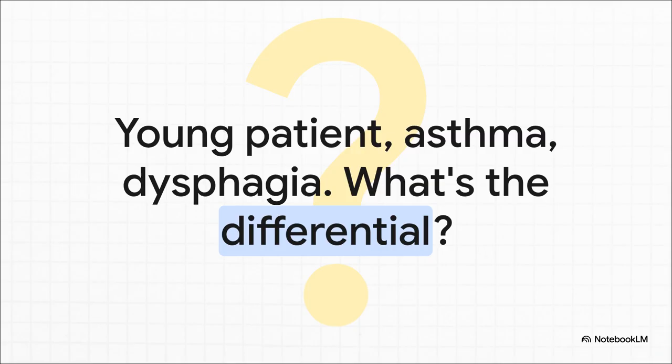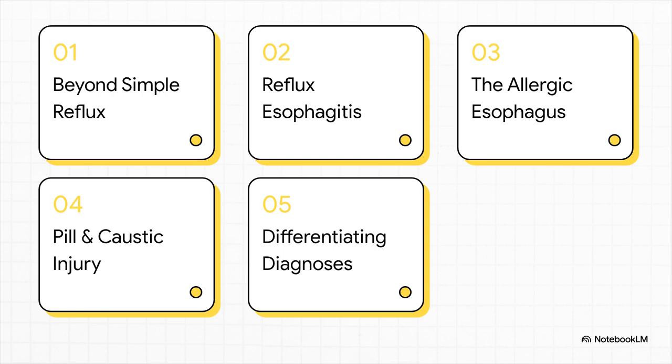A young person, difficulty swallowing, but the real kicker here, the big clue we're going to circle back to, is that history of atopy, in this case asthma. Okay, here's our game plan. We'll kick things off with the most common player, reflux esophagitis. Then we're going to get into its great imitator, eosinophilic esophagitis. After that, we'll cover direct injuries from things like pills. And finally, we'll bring it all home and show you how to tell these things apart.